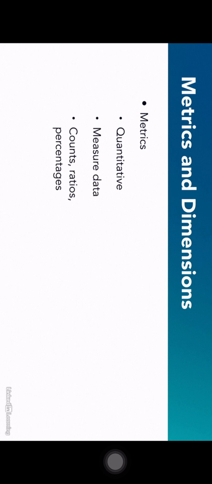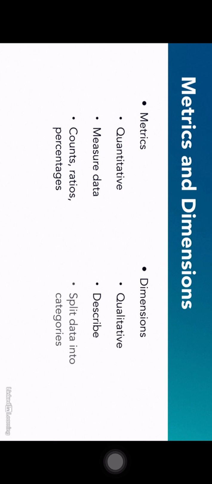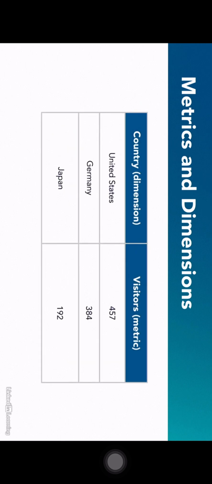So the first two concepts you're going to be hearing about a lot in this course are metrics and dimensions. These two variables make up all of the data populated in the analytics reports. Now, metrics are the quantitative numbers that are measuring data in counts, ratios, percentages, and so on. Dimensions are the qualitative categories that describe the data in segments or breakouts. So, for example, in this particular table, the dimensions are the countries that describe the data segments, and the metric is the count, in this case, the number of visitors.